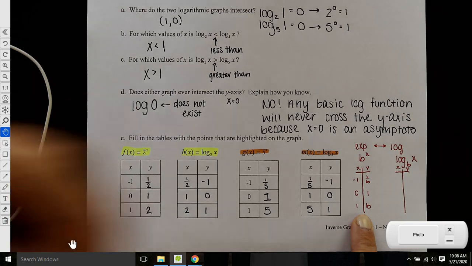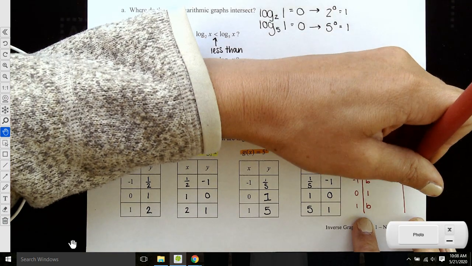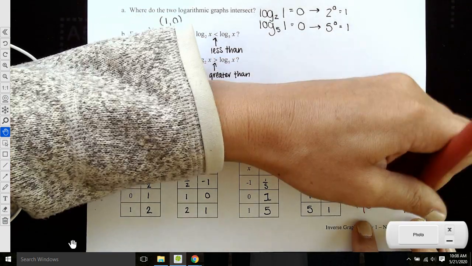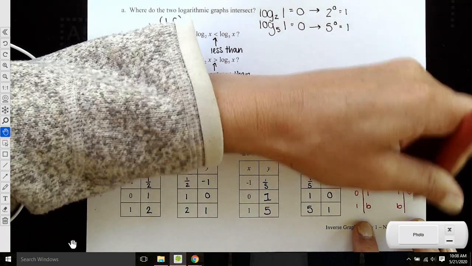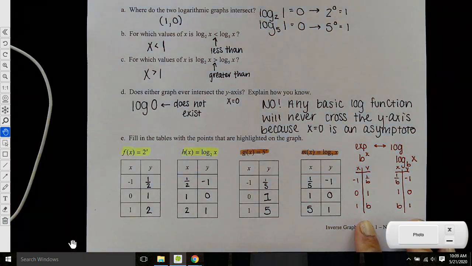If I flip this, the x values are 1 over the base, 1, and the base. The y values are negative 1, 0, and 1. This is one of the most important key takeaways you can take from this video, creating a log function.